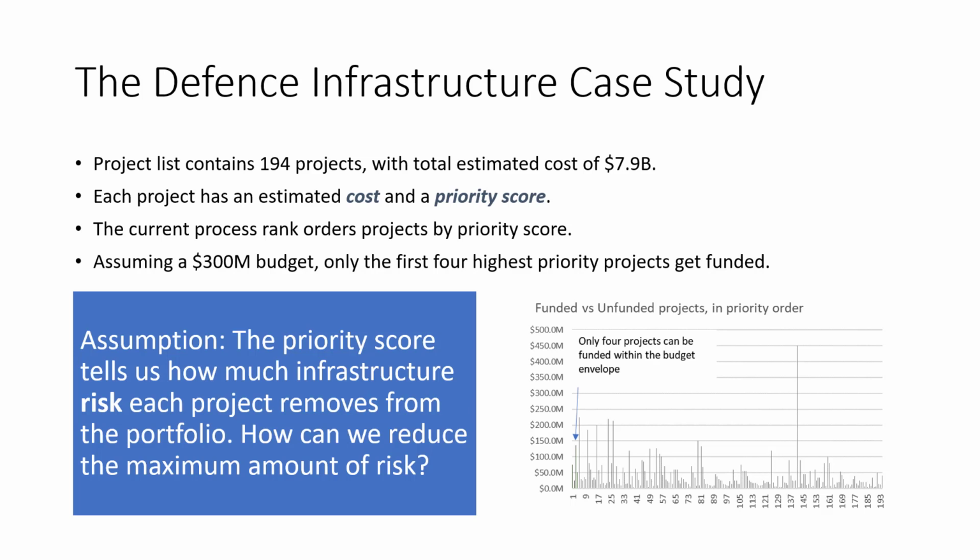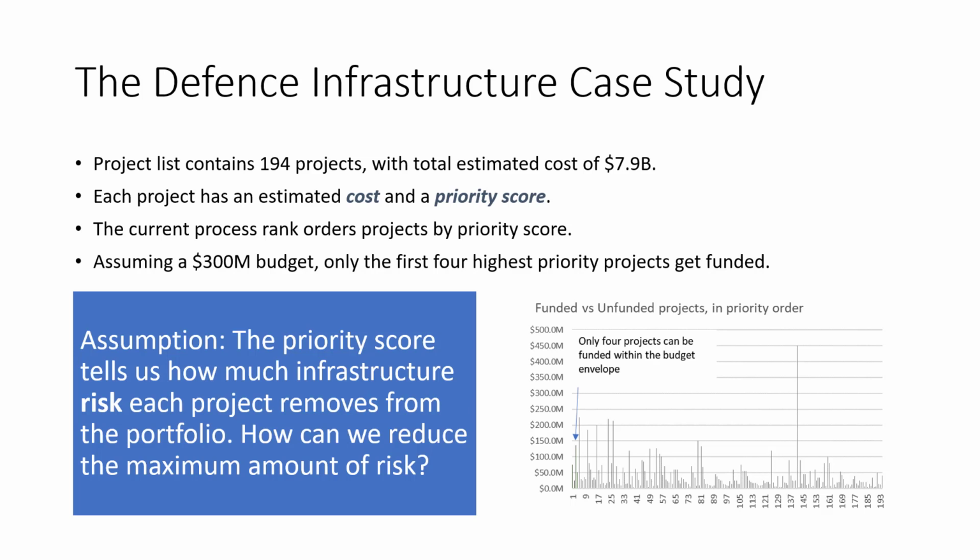Now, the current decision selection process rank orders the projects by priority score, which means the highest prioritized projects will get funded first. If we assume a $300 million budget for these projects, only the first 4 projects which have the highest priority scores get funded.